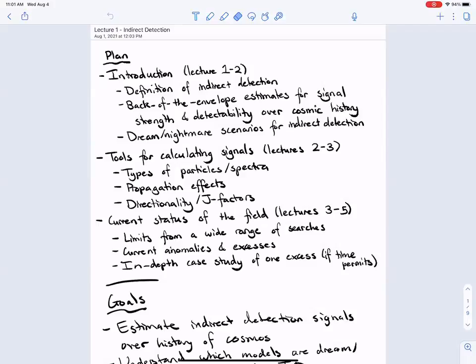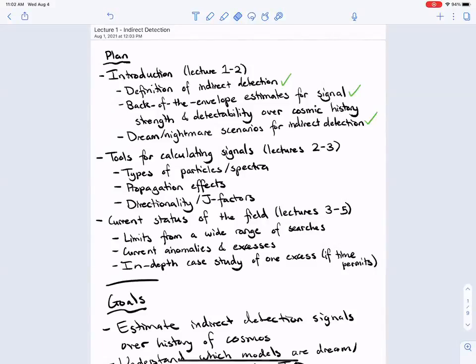Welcome back, everyone. So we're going to continue our discussion of indirect detection. This was the plan that I gave at the beginning. Just as an update on where we are, we've talked in the last couple of lectures about the definition of indirect detection, about how to estimate the strength of indirect detection signals over cosmic history, and about dream and nightmare scenarios for indirect detection. And now we've moved on to the stage where we're calculating, okay, but if I have annihilations or decays or similar processes going on around us in the universe, what kind of observable signals would I actually see in detectors, beyond the back of the envelope estimates?